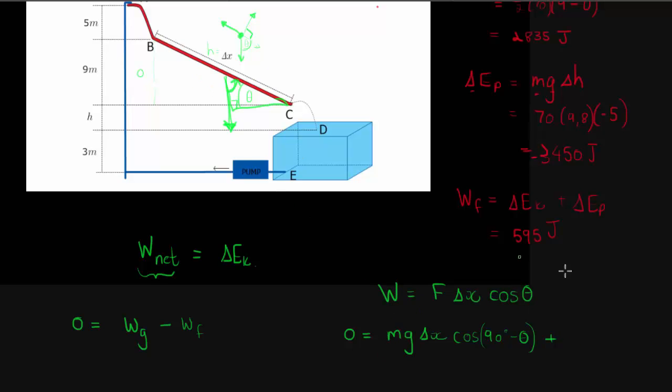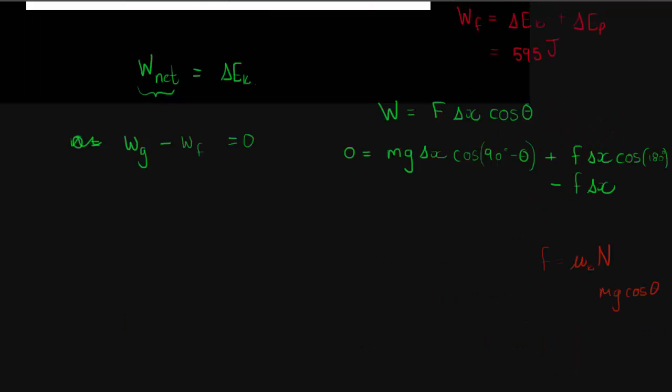Then the other force is friction. So friction times change in displacement times cos of the angle between the friction, which is now backwards, and motion. So that would be 180 degrees. In this case, this would become negative f delta x, and we'd get the same idea as what I'm doing here. Here I'm just considering whether work would be a positive work or a negative work.